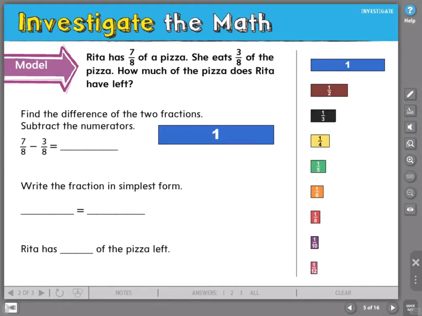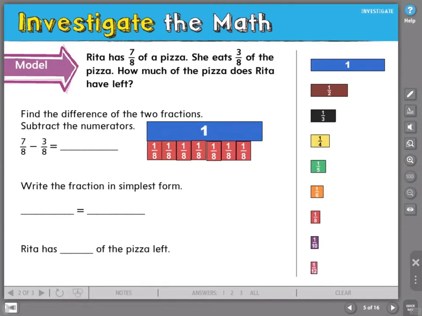Well, the first thing I've done is put out a fraction strip that represents the whole pizza. Now, Rita does not have the whole pizza. She has 7/8 of the pizza. I can model this with 7 1/8 strips.